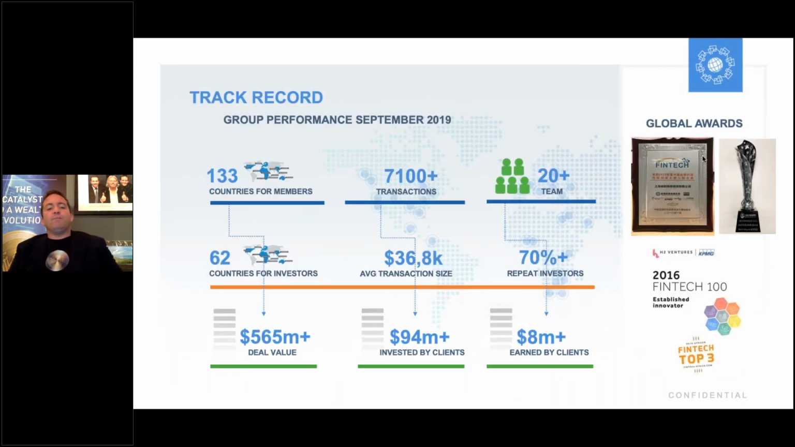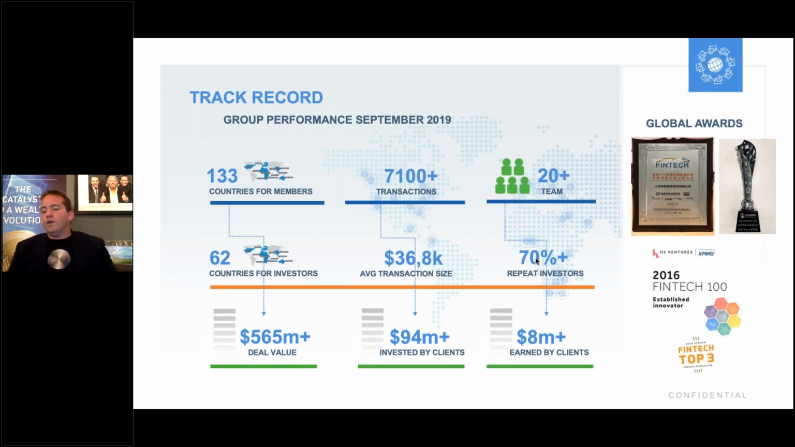Our track record is we've got members now in 133 countries. We've invested over $565 million in deals. We've actually had more than $94 million go through the platform. We've paid out over $8 million in dividends already. And even though we've won numerous awards, and I actually need to update this because we just won another award, top 12 fintech company in Africa, and we actually have to go to the semi-finals. And if we get through to that, we'll represent Africa in Singapore at the Global Fintech Awards. But that's not what we're proudest of. We're proudest of the fact that we've got a higher than 70% reinvestment rate, which basically means that when people invest, they like what we're doing and they reinvest.